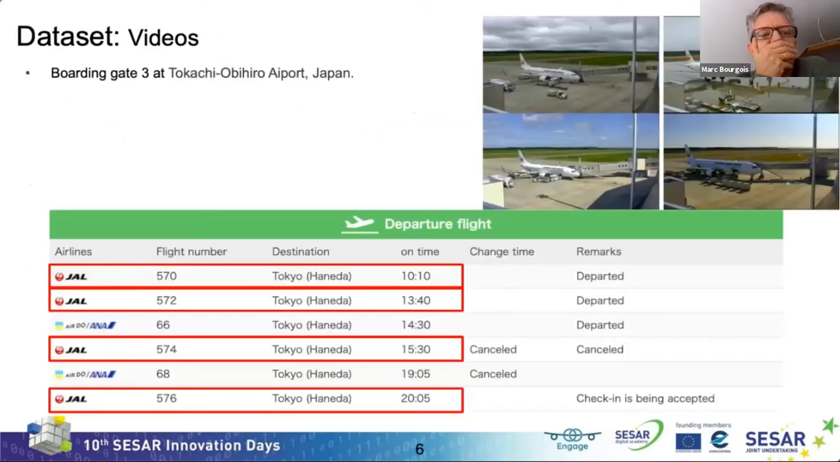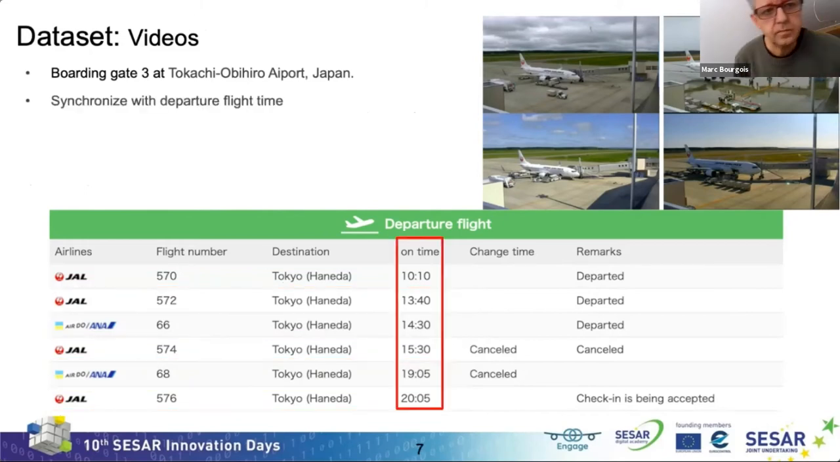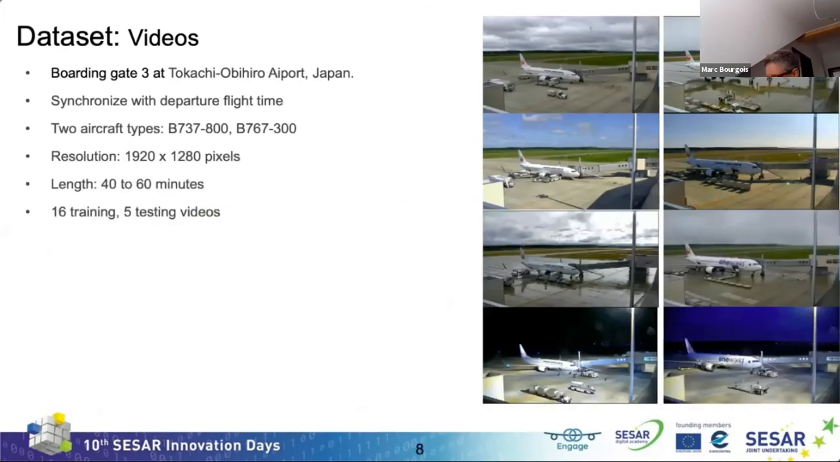The videos are collected from the live camera at boarding gate 3 at Tokachi Obihiro Airport in Japan. This is a small airport, and from that gate, the camera can capture up to 4 flights per day. Our videos are synchronized with the departure flights.